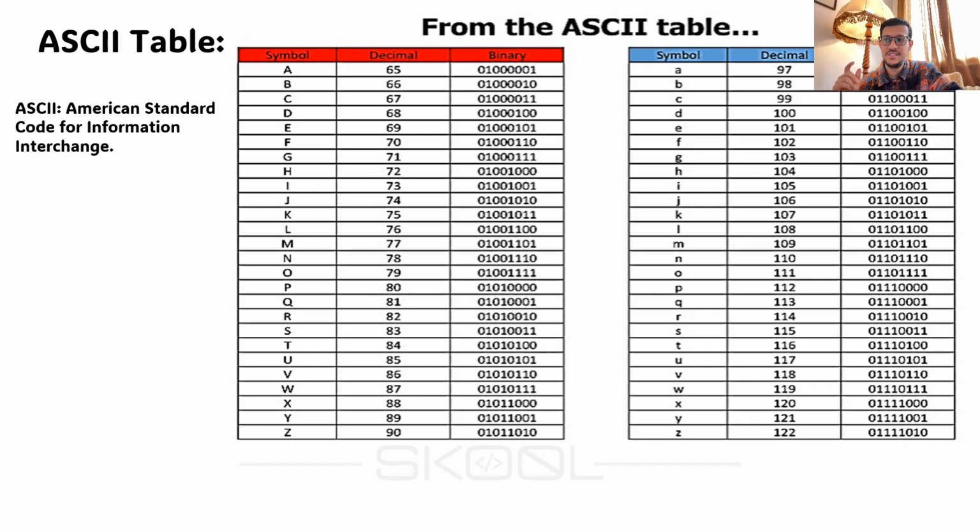That's for capital letters. But the small letter a starts from 97, and small letter z ends with 122. Why? Because computers are case sensitive. The computer doesn't take them as the same.